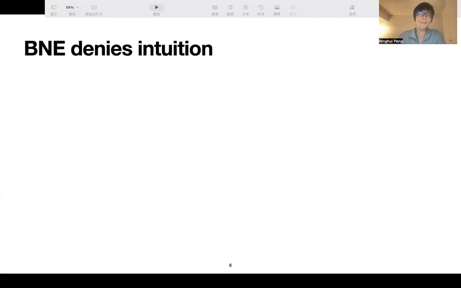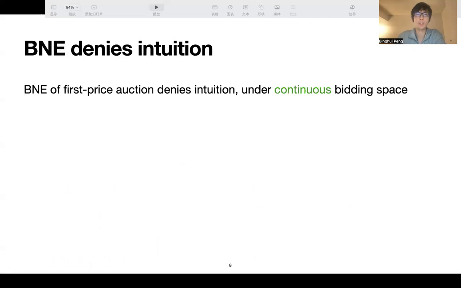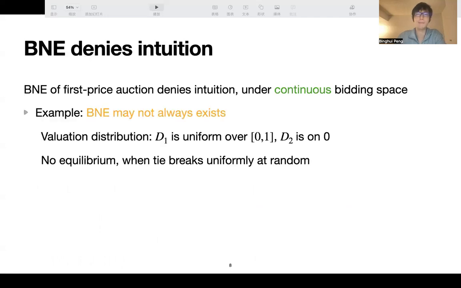One amazing, fascinating, and challenging thing about Bayesian Nash equilibrium in first price auction is that it usually defies intuition. And I think the reason is mostly that the bidding space is continuous, so it's an infinite action game. So first, Bayesian Nash equilibrium may not always exist, even under very simple examples.